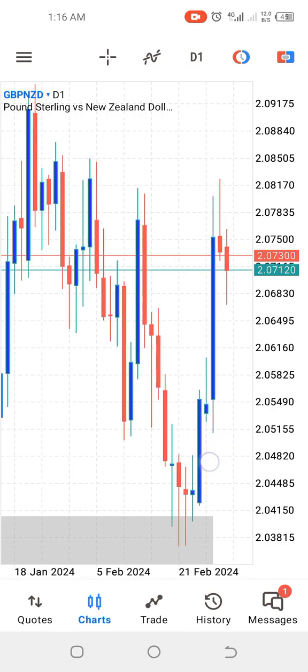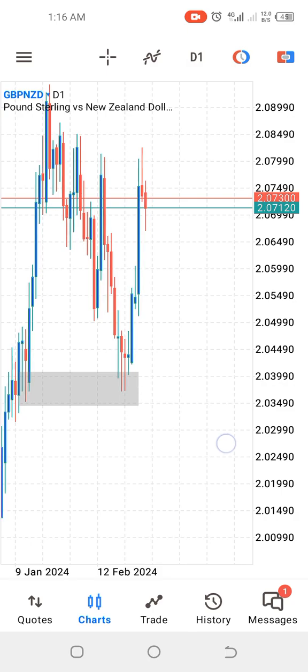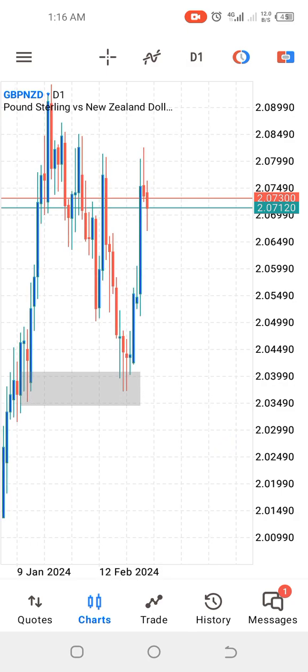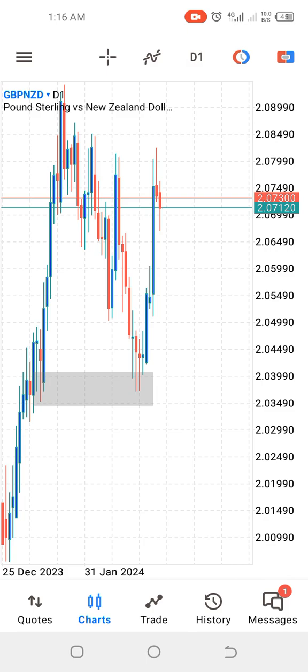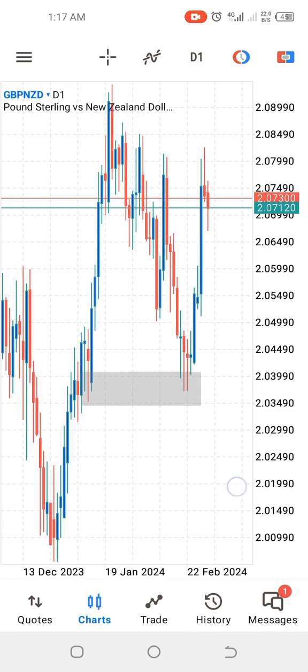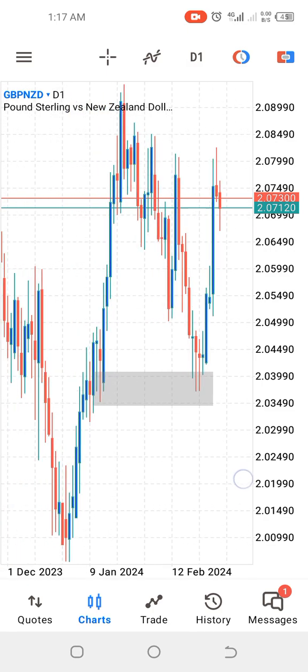This is a daily time frame, and the daily time frame is a very good time frame for intraday traders. Okay, traders who want to get into the markets, get some pips, and they are out. Okay, and also for scalpers. Okay, so now what do we see on the daily time frame?